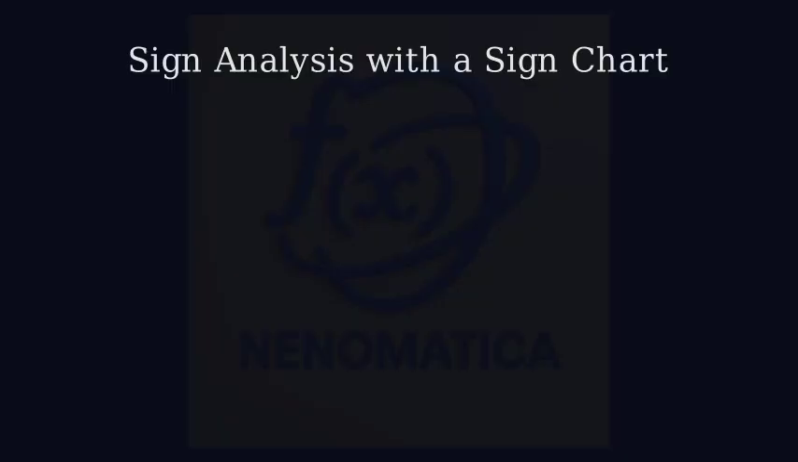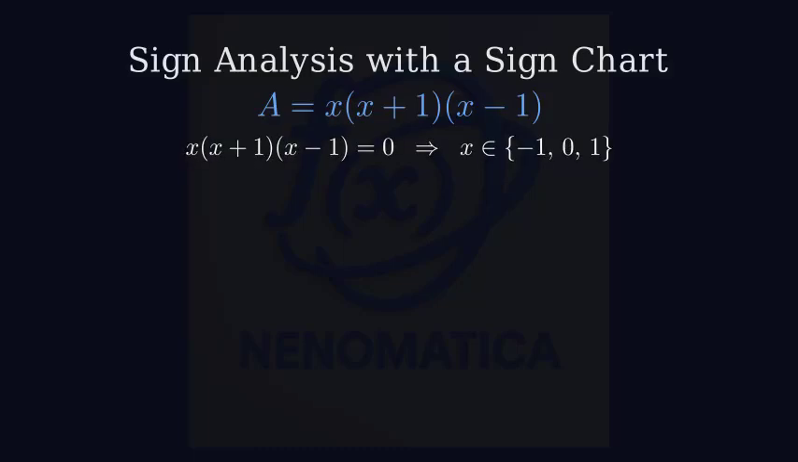First, write the expression clearly. Now set the product equal to 0 to find the critical points where the sign can change. They are x equals -1, x equals 0, and x equals 1.